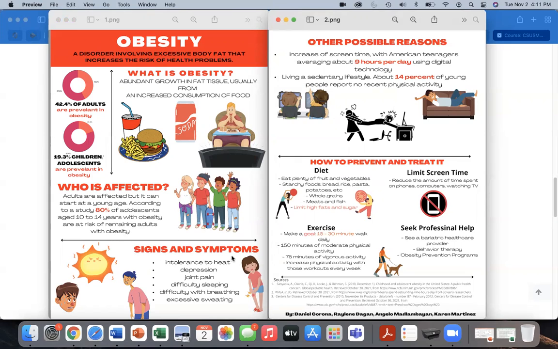I do like the signs and symptoms. You don't necessarily have to have signs and symptoms here for overweight or obesity, but I do think it's good that you included intolerance to heat, depression, joint pain. But are these all true of adolescents? Yes, they are very true of adults. So something to think about.